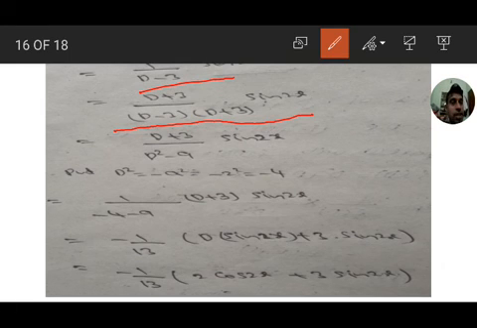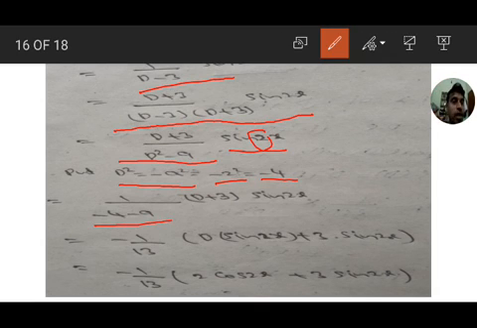Numerator is same, D + 3. Denominator (a - b)(a + b) is a² - b², that is D² - 9, sin 2x. So again here D² = -a², a means 2, so -2², so -4. So 1 by (-4 - 9) (D + 3) of sin 2x. So minus 1 by 13, -4 - 9 is -13, D of sin 2x plus 3 into sin 2x.